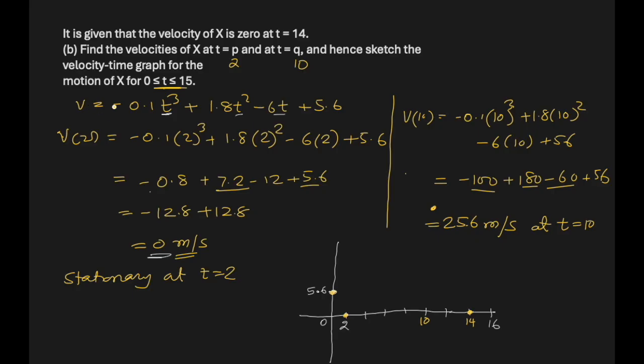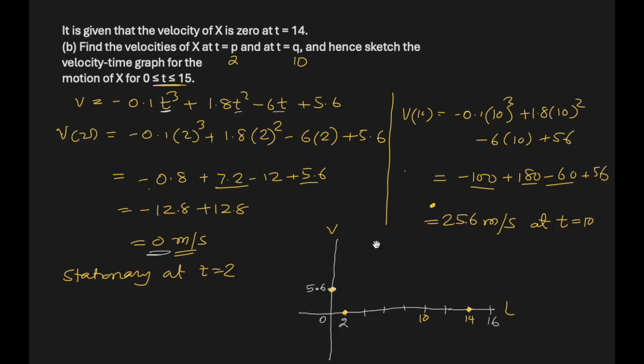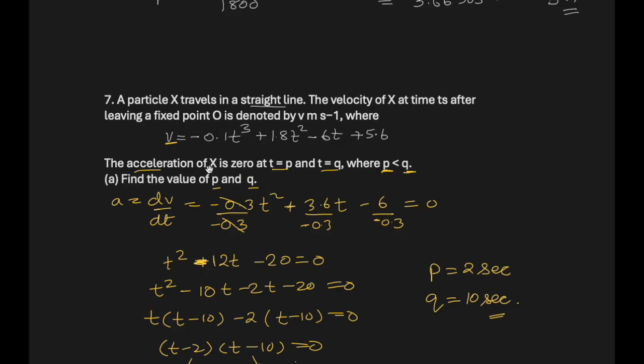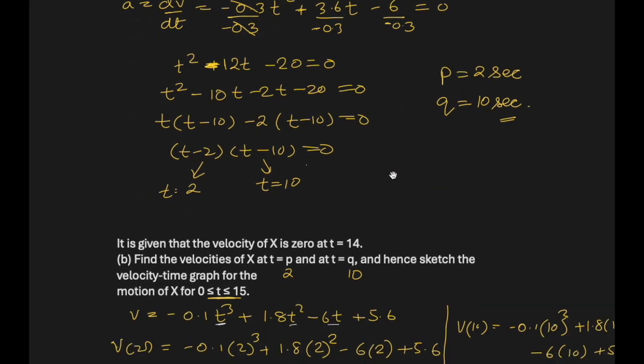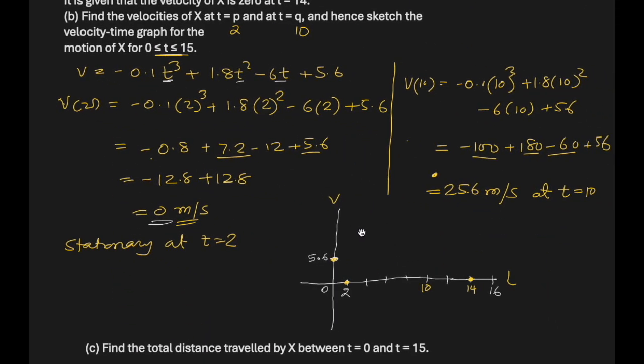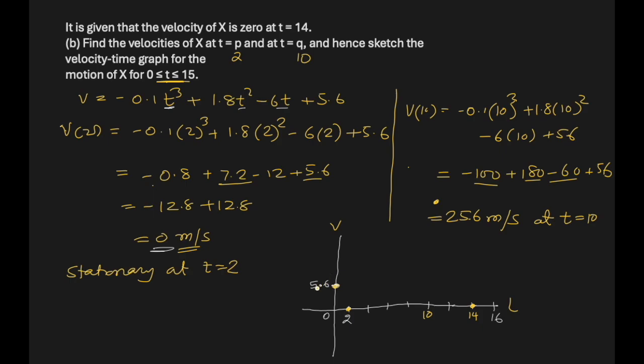It's a cubic equation, since they have clearly said that acceleration is 0 at t equal to 2 and 10. That means these two are the turning points of the VT graph, because acceleration is 0 there. The rate of change of velocity will be 0 at 2 and 10. So our turning points are there.